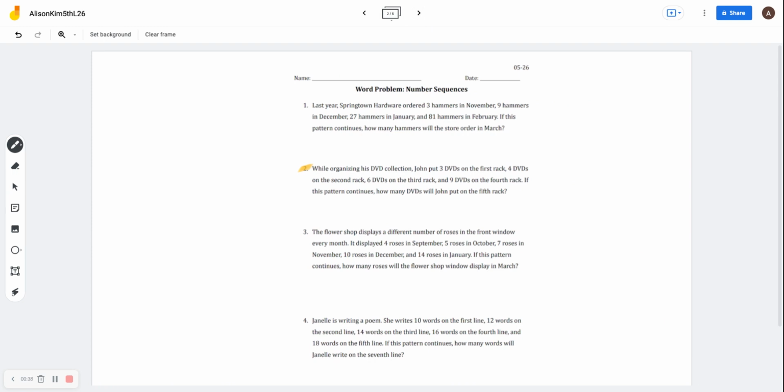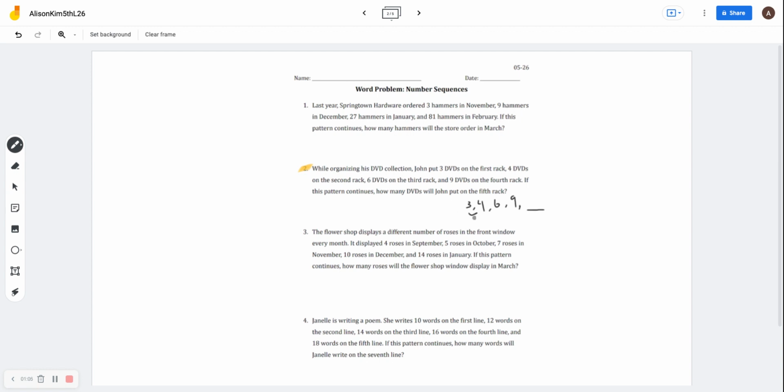So on the first rack, John puts 3 DVDs, and on the second rack, John puts 4. On the third rack, he puts 6. On the fourth rack, he puts 9. And now we're trying to figure out how many he puts on the fifth rack, right? The fifth rack right here.